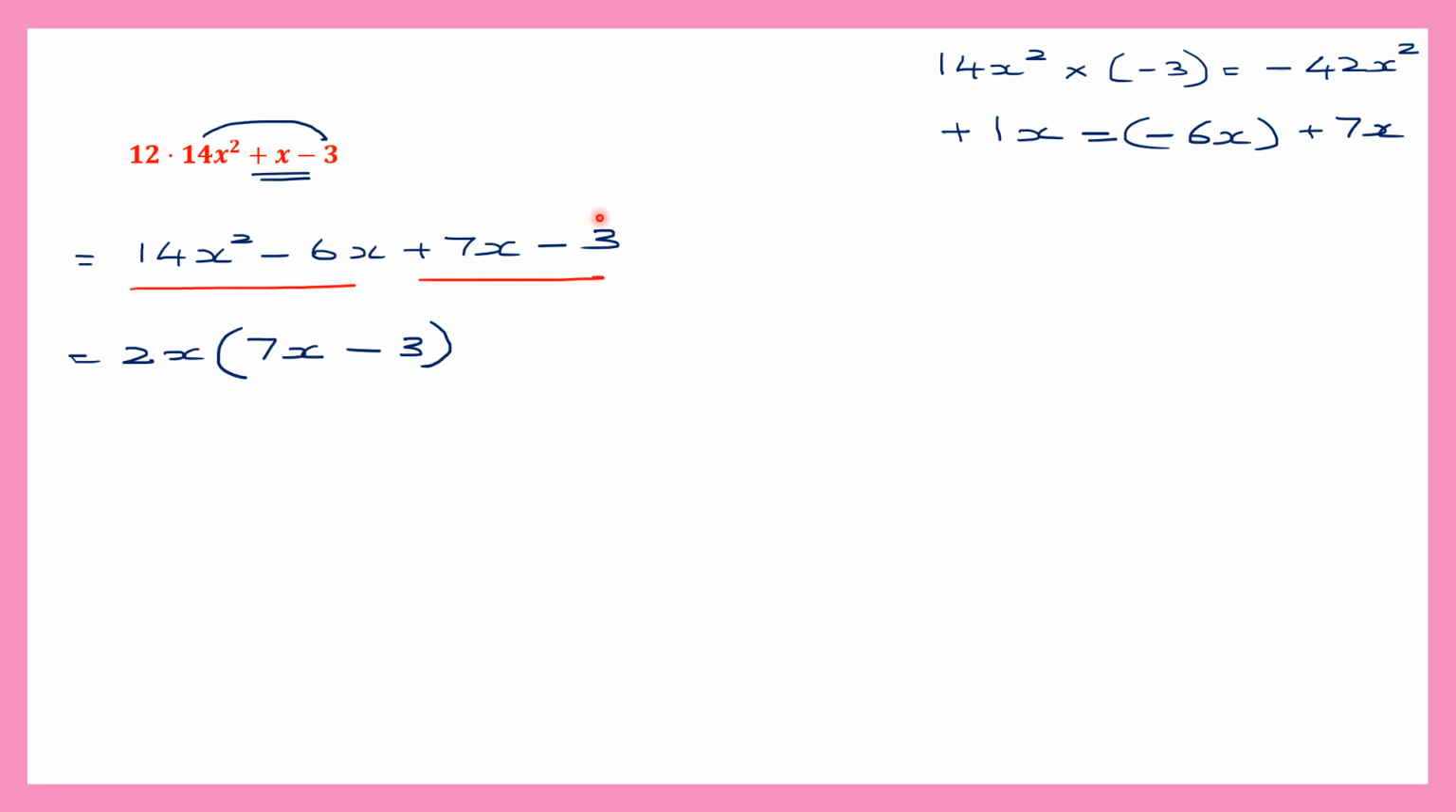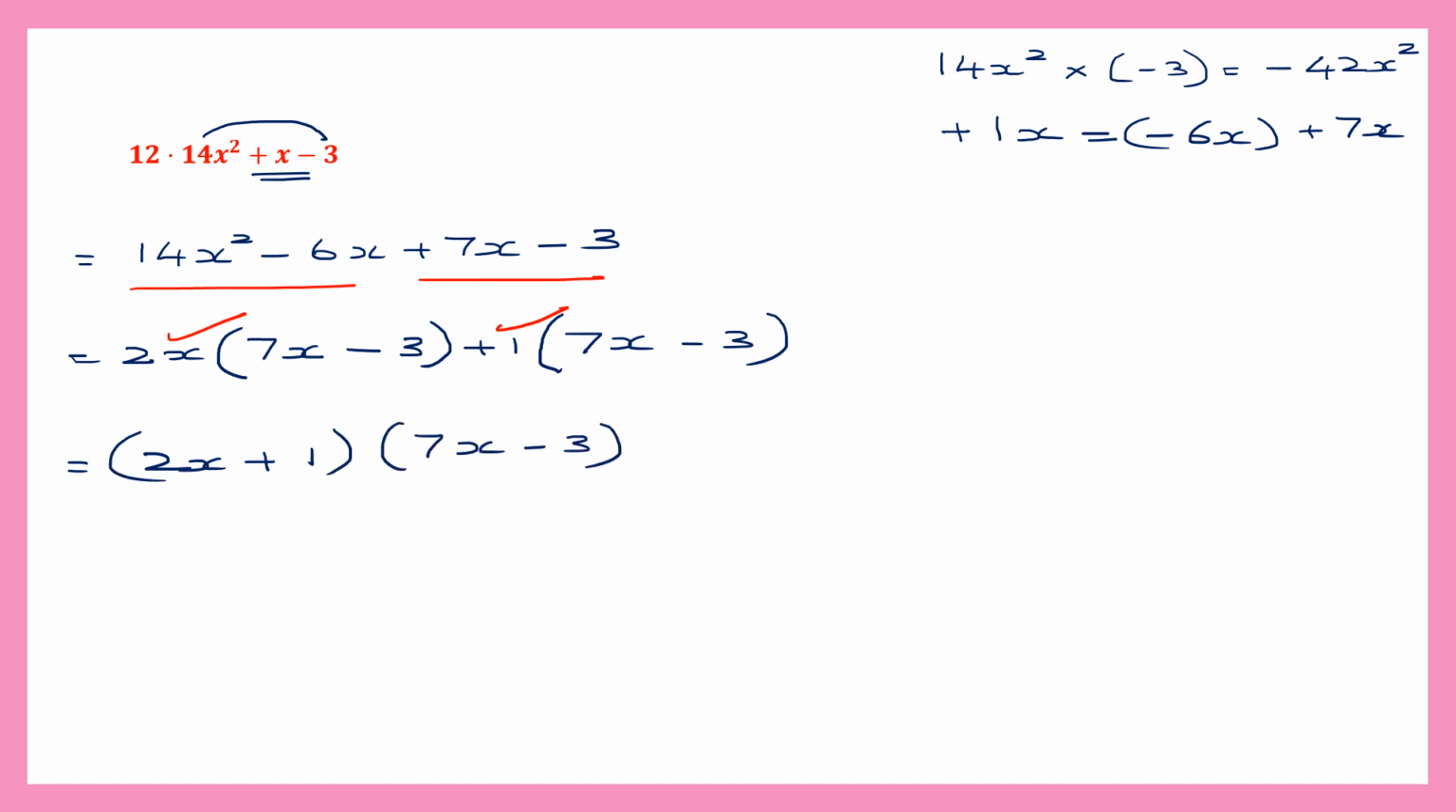What is common here? Nothing is common. So when nothing is common, we just write plus 1. And I can write the same thing in brackets, 7x minus 3. So here can you see I have 7x minus 3 and 7x minus 3. So here let me take this term and put them together. So that becomes 2x plus 1. And here what do I have? 7x minus 3. So I've got my factors 2x plus 1 and 7x minus 3.